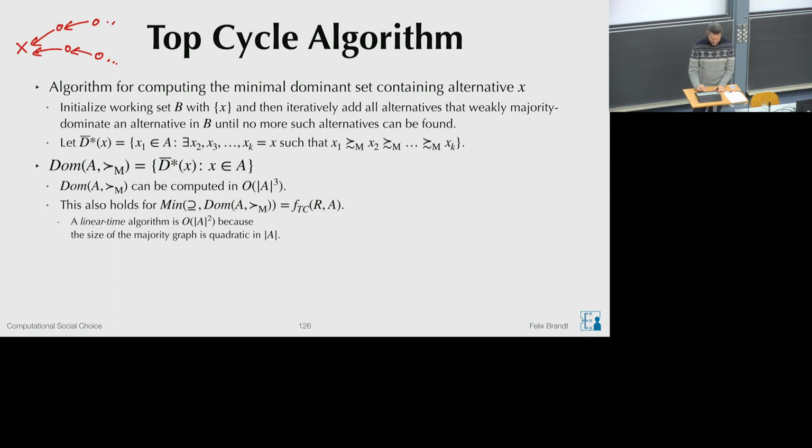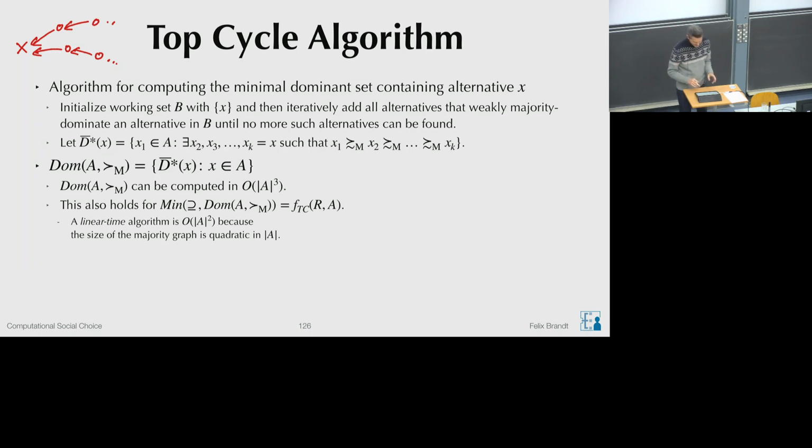And interestingly, there's a very simple and nice method for finding an alternative that is definitely contained in the top cycle. And that would be any alternative with maximum degree, or a Copeland winner. Okay, so for Copeland winners, we had this definition where we just count the number of outgoing edges and then also we added some score for these majority ties.